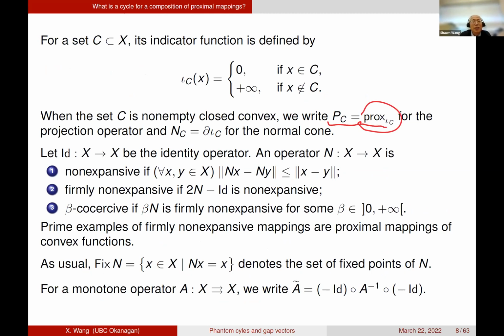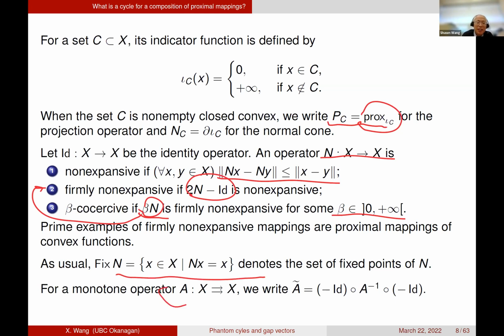So then we also involve some mapping, say N, going from X to X. N is firmly non-expansive if 2N minus identity is non-expansive. There is also another mapping called beta co-coercive: if beta times N is firmly non-expansive for some constant beta, then I call N beta co-coercive.